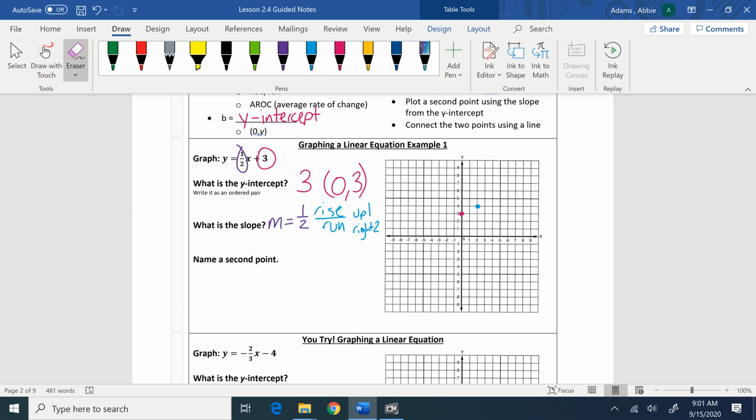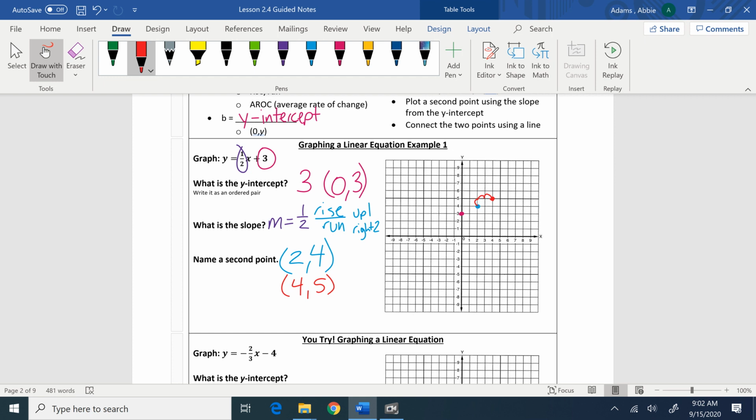We could connect the dots and make a line that way. If I name that point, I'm going to start with my x value, so that's at 2, and then looking at the y coordinate, it's at 4. Why don't we go ahead and name a third point? There's a few different ways we could do this. We could use that point that we just found and do the slope again. So go up 1 from this point to the right 2, and we'll have another point there at (4, 5).